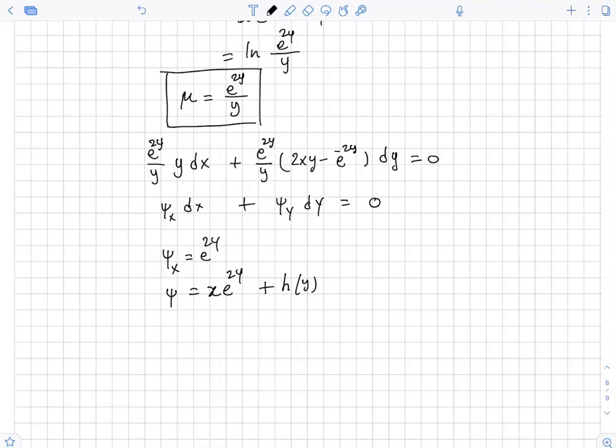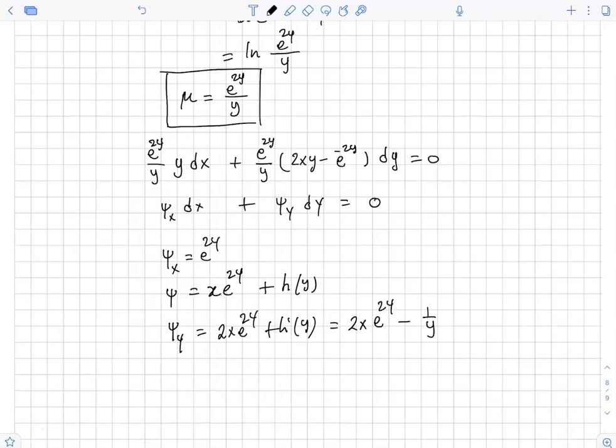So the next step, now we have a trick, and we have to follow that to find h. Because from here we know psi y, which is given here, we differentiate psi to get psi y. Differentiate with respect to y, so you get 2x e to the 2y plus h prime of y. This is psi y from here, and this is psi y from there, and they must be equal. So you set them equal. When you multiply, e to the 2y and e to the negative 2y get cancelled, so you get 2x e to the 2y minus 1 over y.